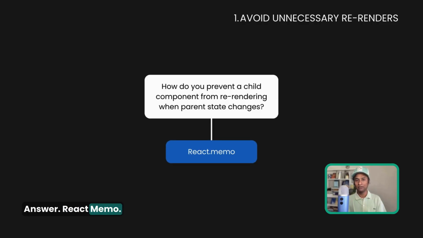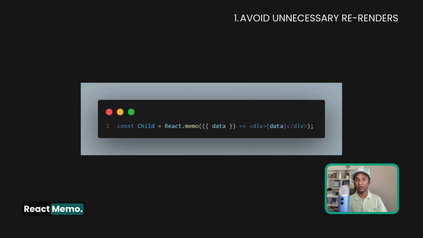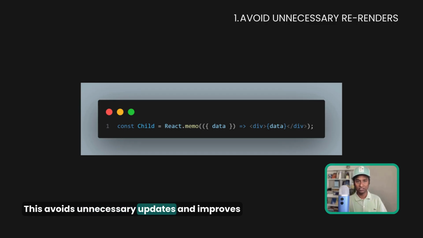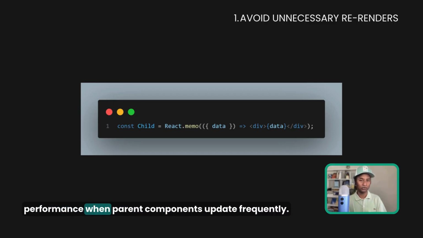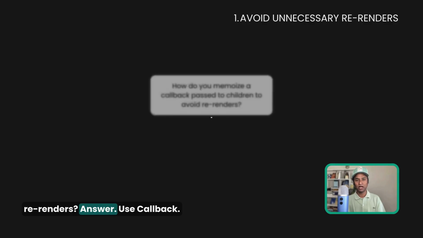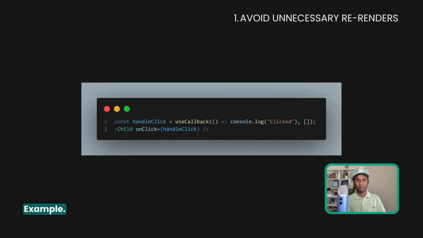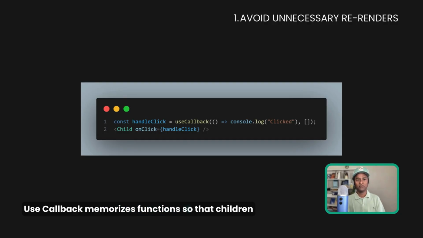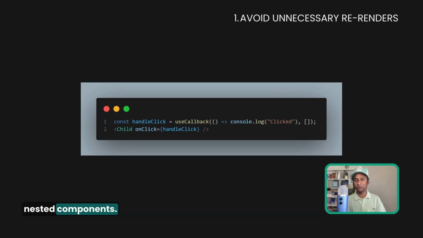Answer: React.memo. Example: React.memo memoizes a component so that it only re-renders when its props change. This avoids unnecessary updates and improves performance when parent components update frequently. How do you memoize a callback passed to children to avoid re-renders? Answer: useCallback. Example: useCallback memoizes functions so that children receiving them as props don't re-render unnecessarily. This is especially useful when passing callbacks to deeply nested components.